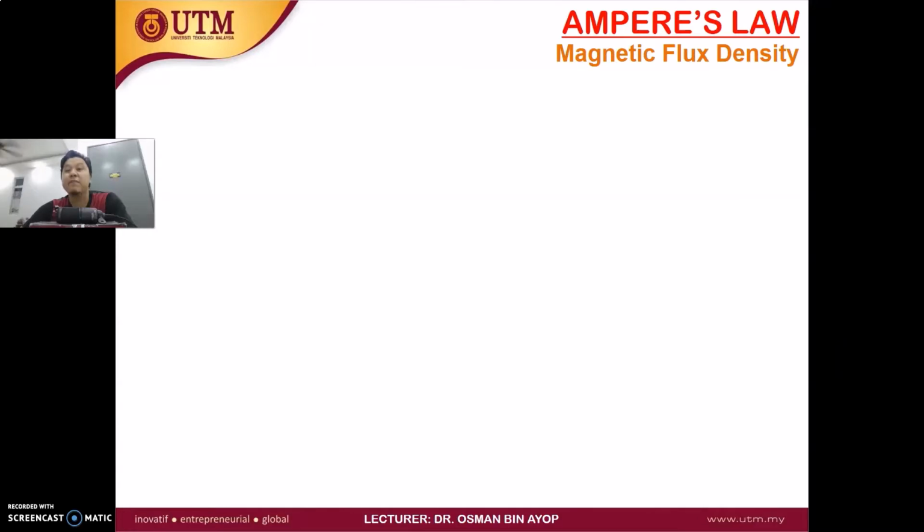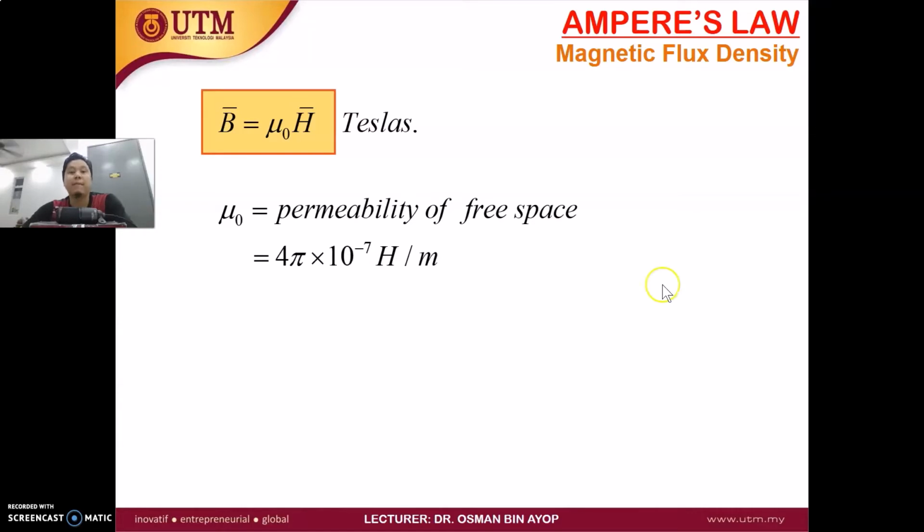Next, let's see the magnetic flux density. Magnetic flux density B can be written as B equal to mu naught H, and the unit is Tesla. So we can see from here that the B depends on the material properties. In this topic, we only consider our region to be free space or vacuum.